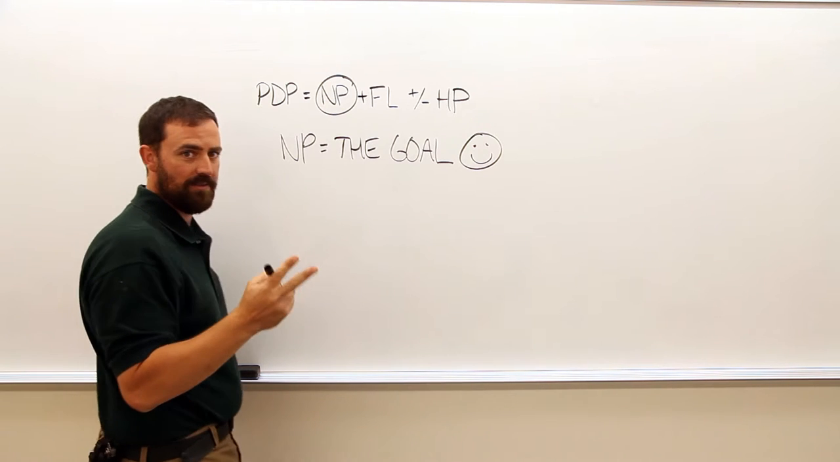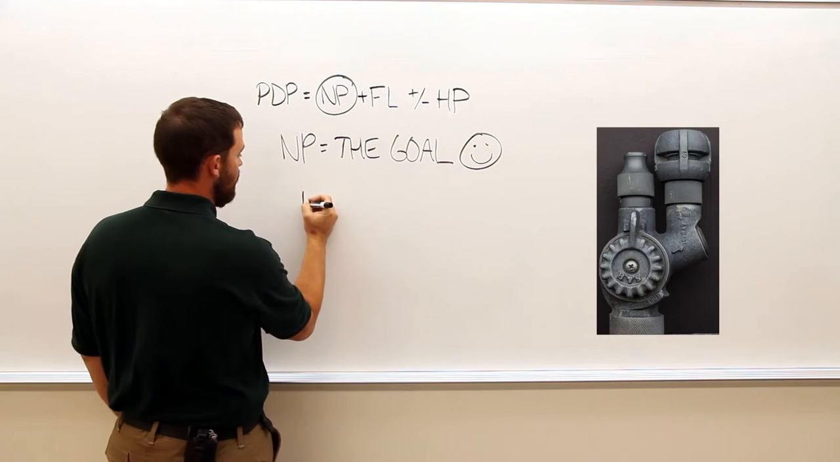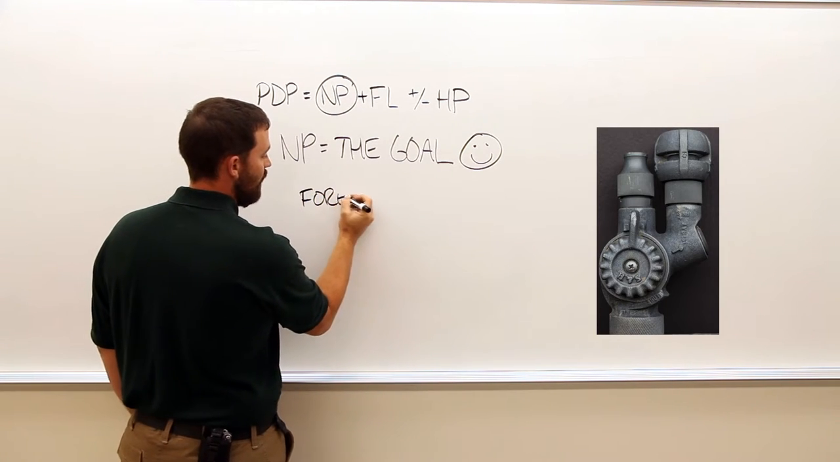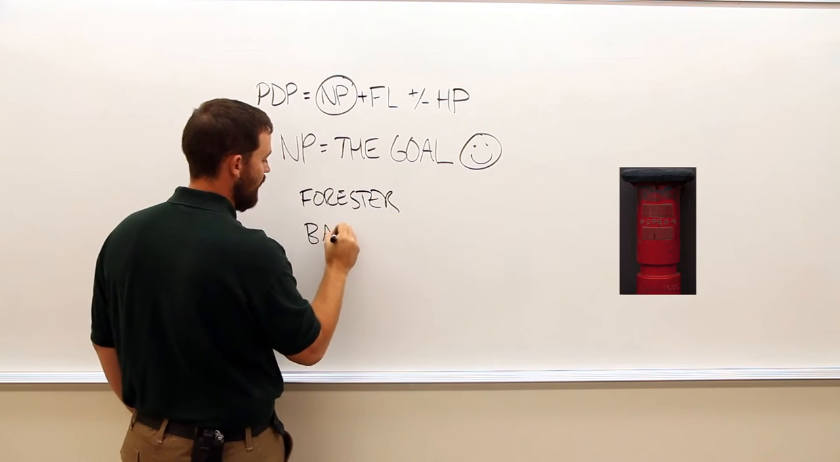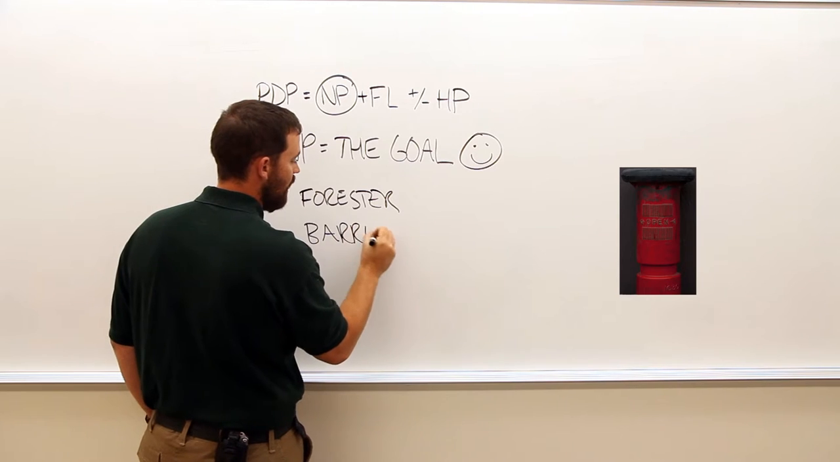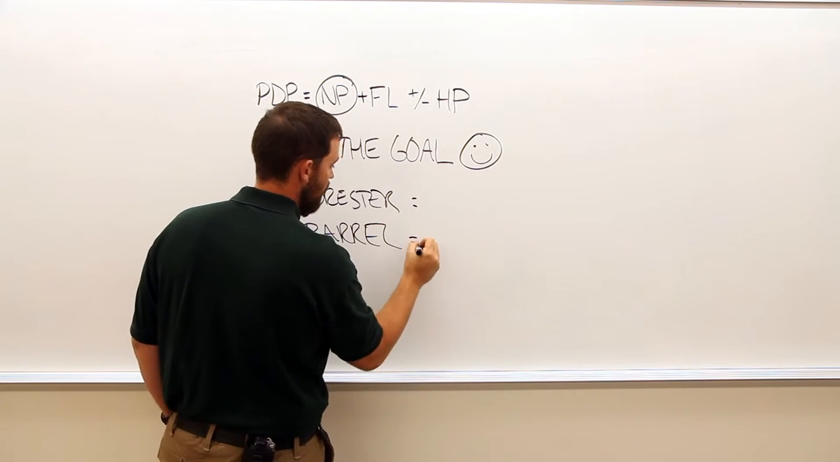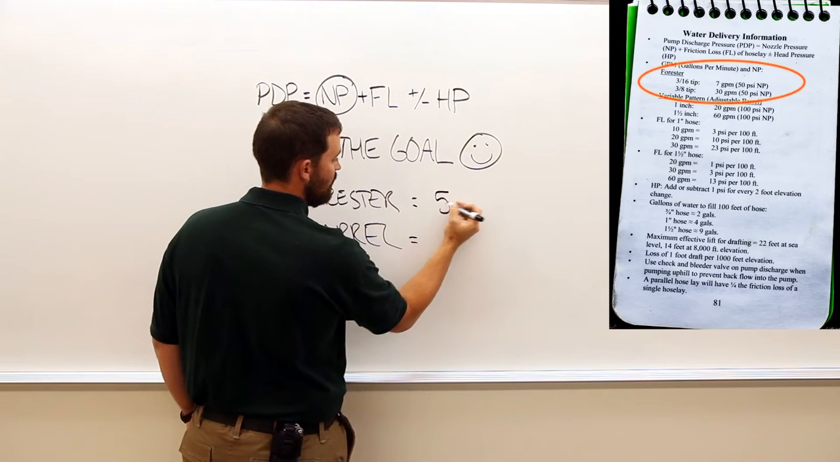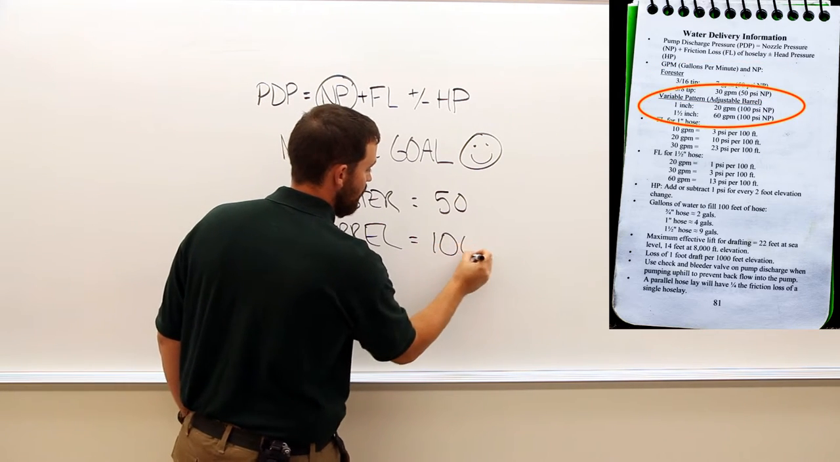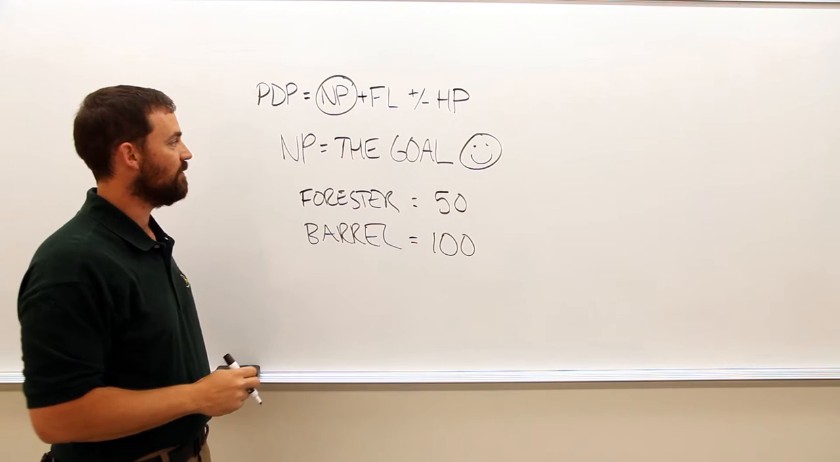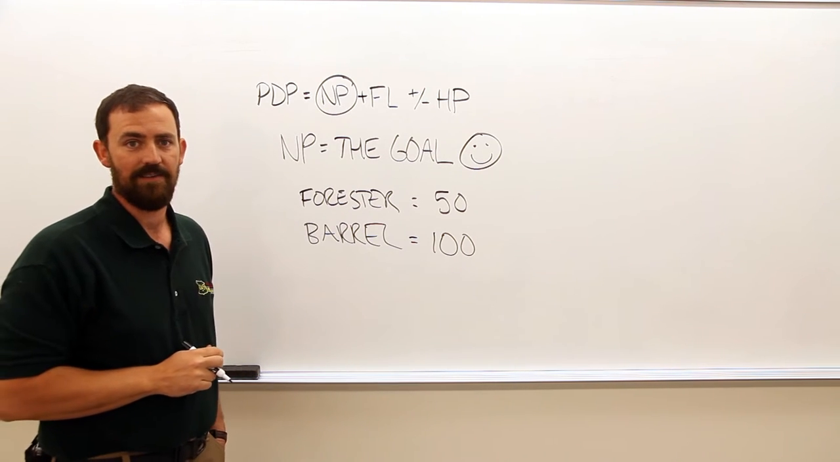There's two basic rules of thumb here that are pretty easy to follow. We are pretty much going to be running either a Forester nozzle or an adjustable barrel. If we look in our IRPG, we see that the Foresters are run at an operating pressure of 50 PSI, and the adjustable barrels are run at an operating pressure of 100 PSI. This is pretty well our first gimme in the equation.